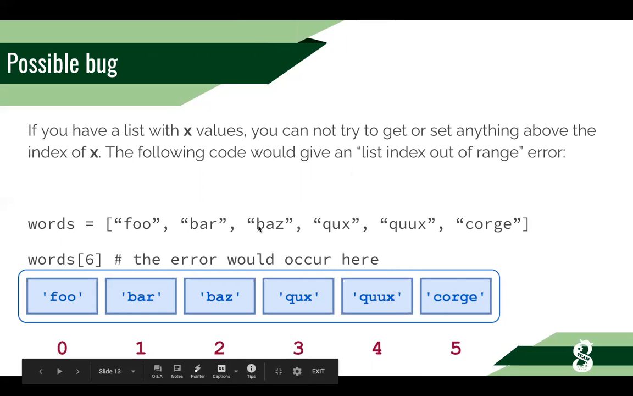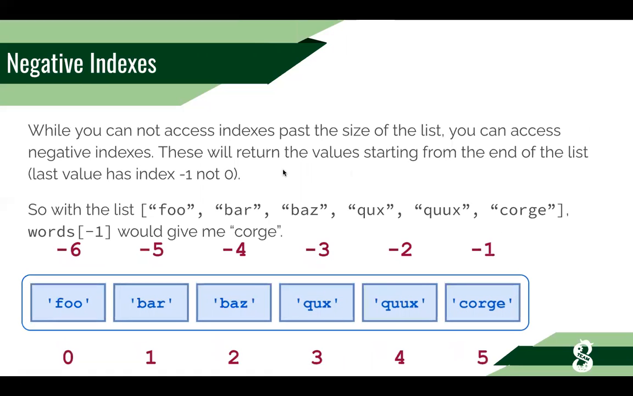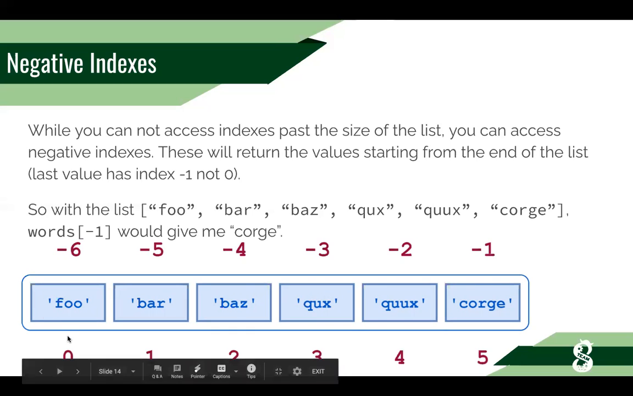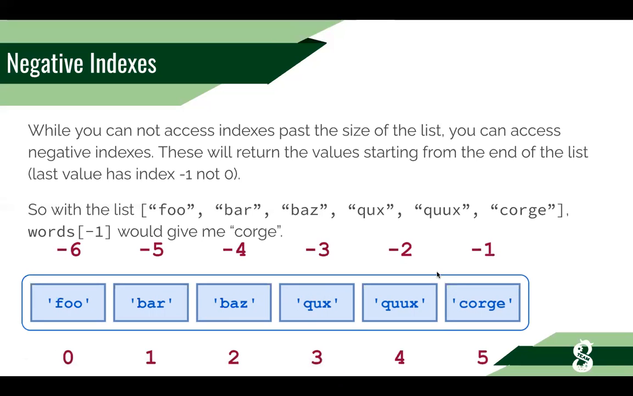Now, you might think that asking for words at -2 would also give an error. However, it doesn't. There is this thing called negative indexes. So you can't access it past the size, but you can access negative indexes, right? -1 is the last element. And note that it's not -0, it's -1. So you'll have to get used to this one starting at -1, going down to -6, and this one going from 0 to 5. It's confusing, but with practice, you'll get used to it. So words at -1 is chord.